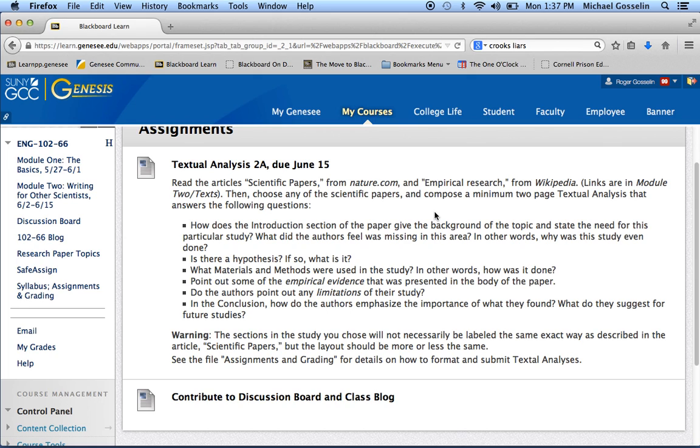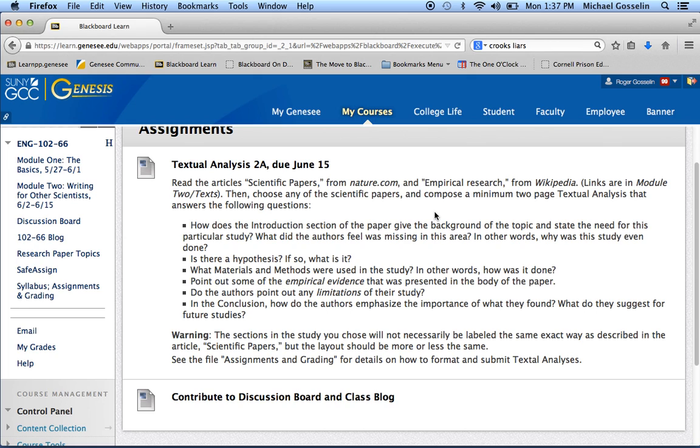Materials and methods. They all have a materials and methods section. What's in there? What did they do? How did they conduct their study? Then point out some of the empirical evidence. Yes, you'll have to slog through the middle and pick some of this stuff out. It's not all numbers. Some of it is written fairly clearly, but give it your best shot.